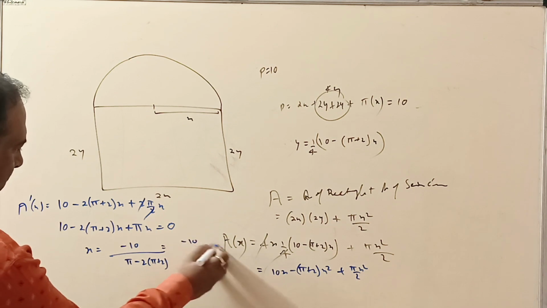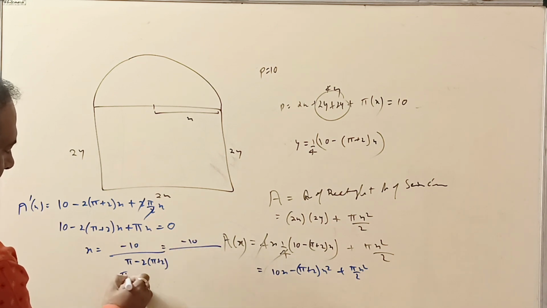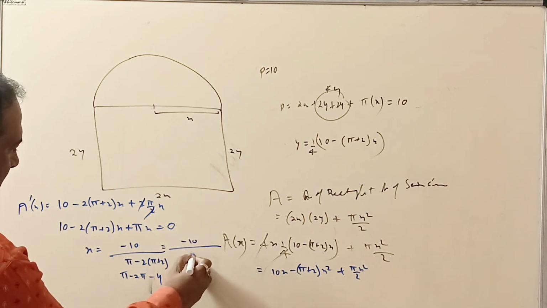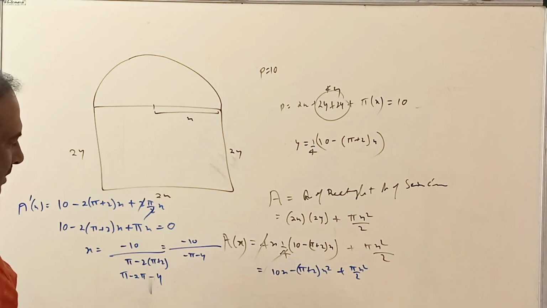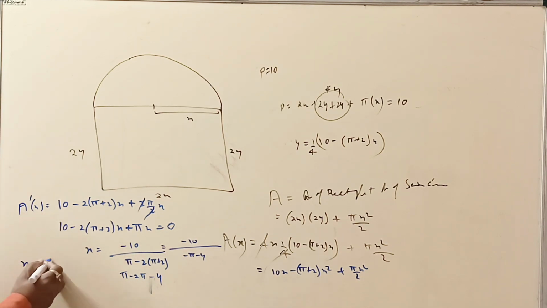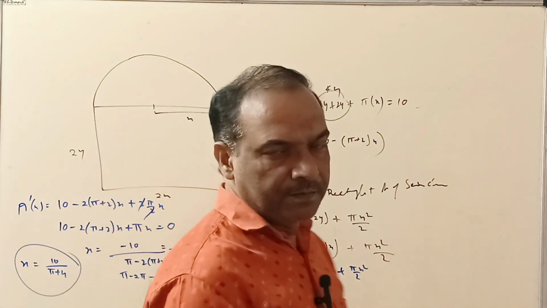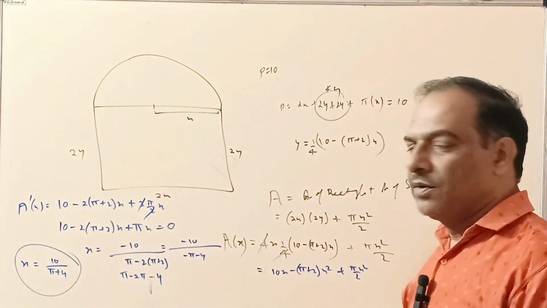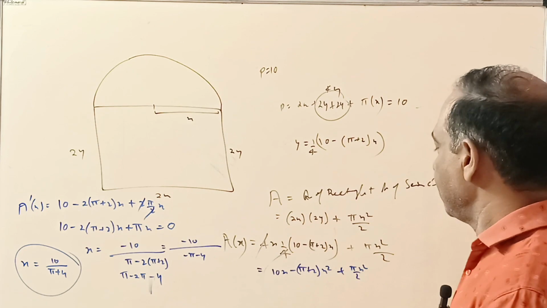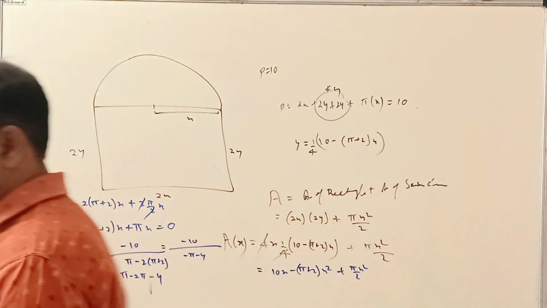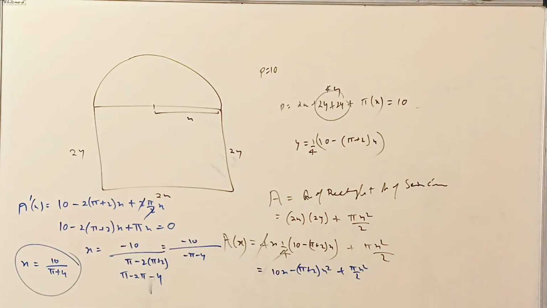It will be equal to minus 10 over pi minus 2 pi minus 4. It will give me minus pi minus 4, and if I cancel out the minus from the numerator and denominator, I will have x equals 10 over pi plus 4. This is the required value of x. x equals 10 over pi plus 4. Now, just wait. This is the method of finding the value of x.